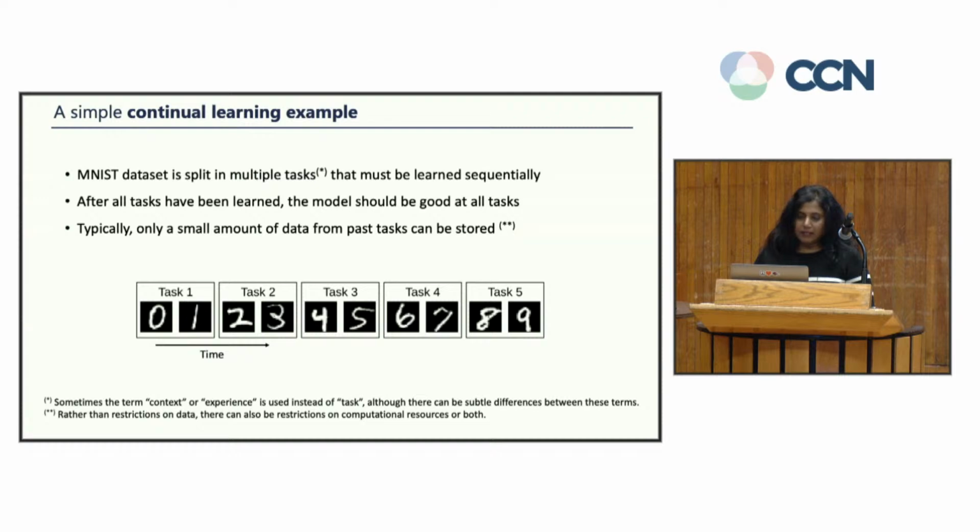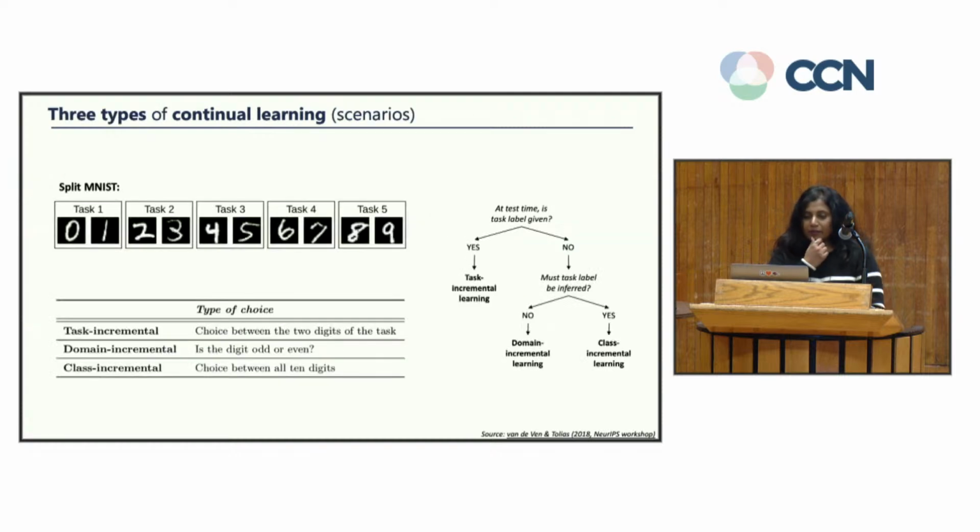So if we look at this example, we can think of these continual learning scenarios as 3 types. You can look at this flow chart on the right there. At test time, you have to see if the task label is given. If yes, then it's task incremental. If there is no task label given, and the task label is not inferred, then it's domain incremental. And if it is inferred, it's class incremental. What do I mean by this?